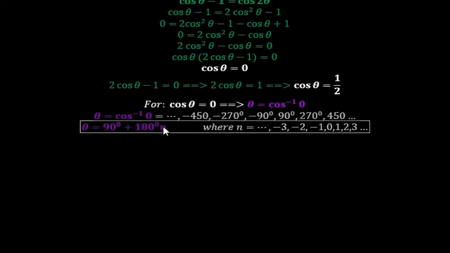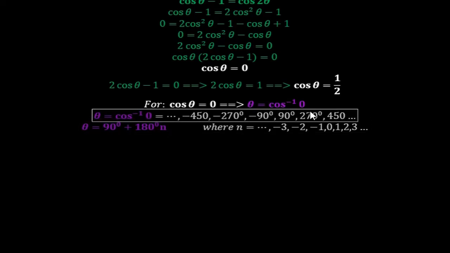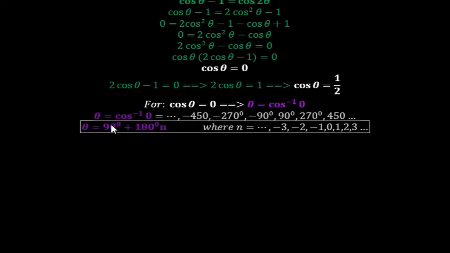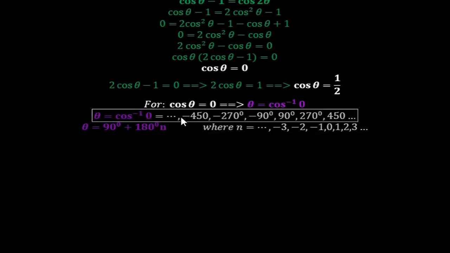So when n is 0, it is 90 degrees. When n is 1, it is 270 degrees. When n is 2, it is 450 degrees. When n is minus 1, it is minus 90. When n is minus 2, it is minus 270, and so on.